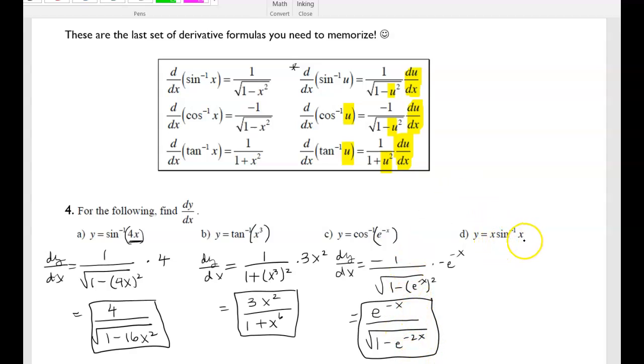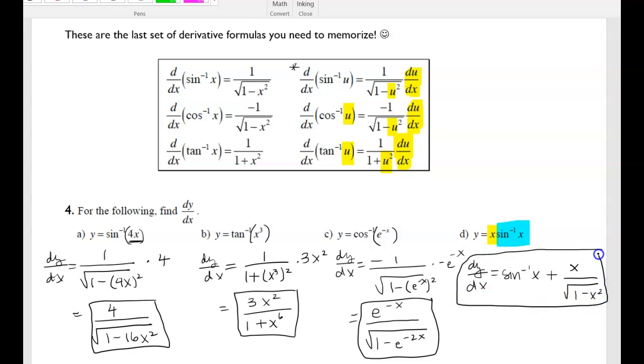Part D, we have x inverse sine of x. And so what's going on between there, that's being multiplied. So we have to make sure to use product rule, x and inverse sine of x. Those are our two parts. So for my derivative, I have 1 times inverse sine of x, which is just inverse sine of x, plus x times the derivative of square root of 1 minus x squared. So I'm just going to go ahead and put the x in the numerator there. And that will be our answer. We can't really simplify it anymore.